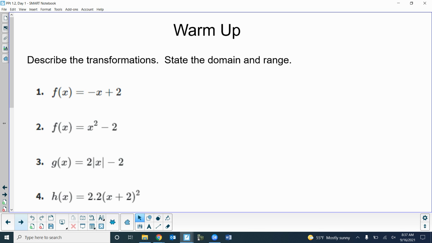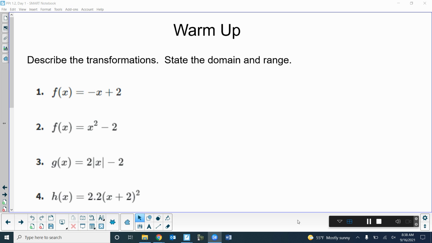Okay? What about number 2? What family? Just a quick review. Quadratic, good. And what's going to happen here with our transformation? Down 2, which is a translation, right? Number 3, what family? Absolute value, good. And then what's that 2 out front going to tell us? Vertical stretch by a factor of 2. That means our y values will all be doubled, right? And what's the minus 2 tell us?